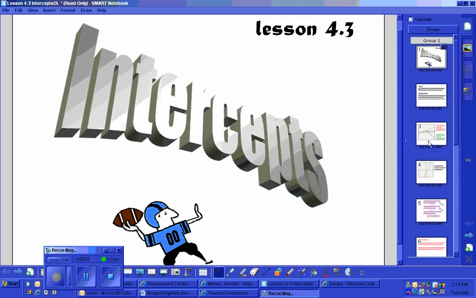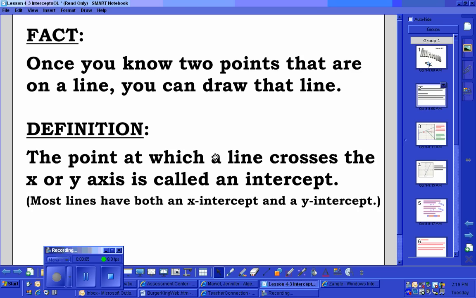Section 4.3, intercepts. First of all, it's important to know that if you have any 2 points on a line, you can draw the line, and there's only one way to do it. We say that 2 points determine a line. A definition to put in your notebook: the point at which a line crosses the x or y axis is called an intercept.